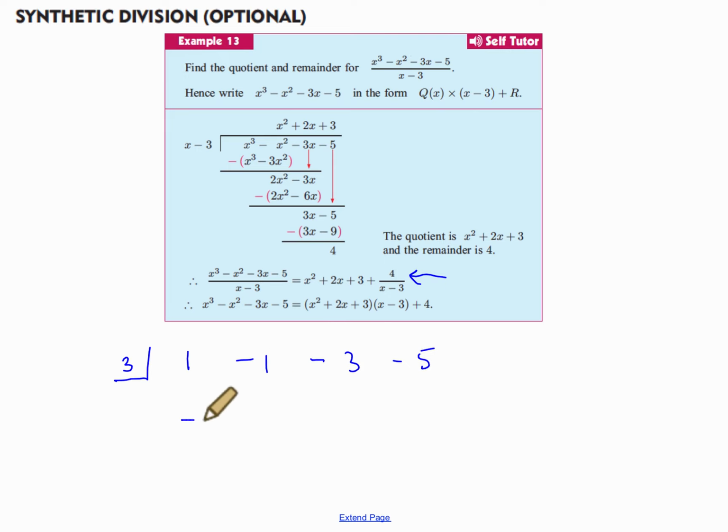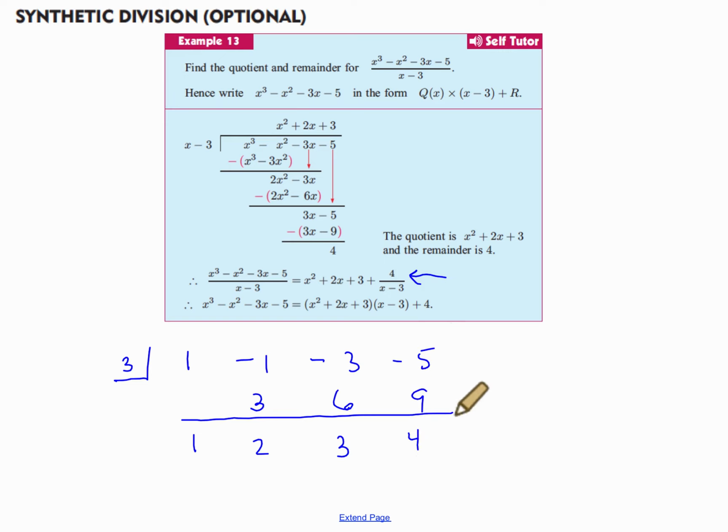So then I'm going to put a line there, okay? And I am going to bring down this 1. Whatever's here, you bring down. And then I start multiplying. 3 times 1 is 3. And then I just combine these two. -1 plus 3 is 2. 3 times 2 is 6. -3 plus 6 is 3. 3 times 3 is 9 right here. And -5 plus 9 is 4.